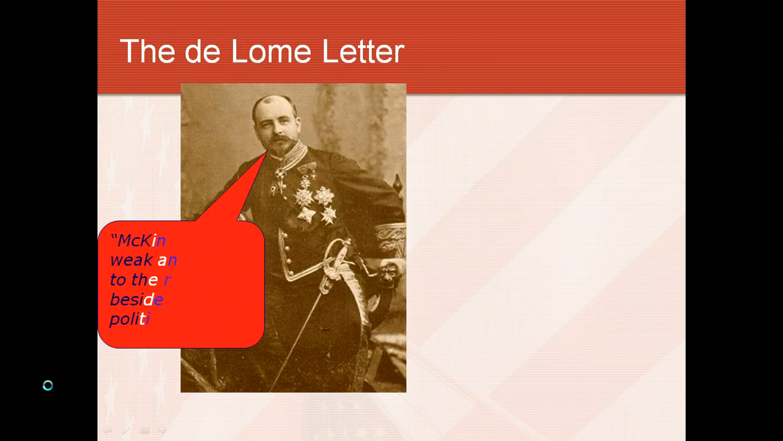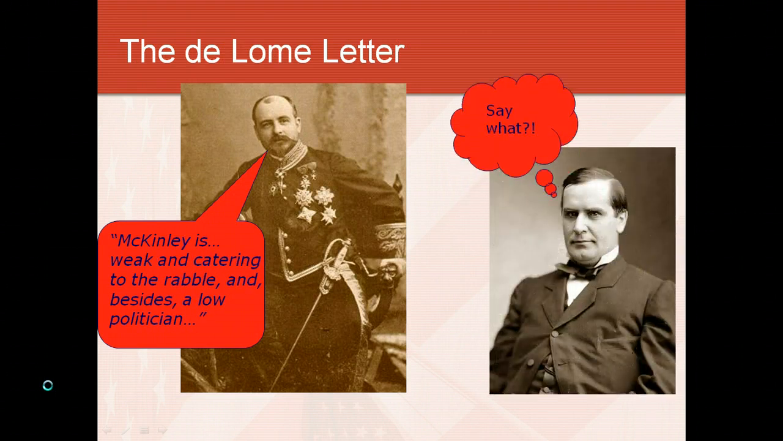Next, a nasty letter written by the Spanish ambassador to Washington, Dupuy de Lome, revealed how lowly the Spanish government thought of our then-President William McKinley. The letter called McKinley a low politician who was weak and catered to the rabble. The letter had been stolen and published in U.S. newspapers. The sensational U.S. press that had been engaging in yellow journalism in an attempt to gain more readers took the opportunity to exaggerate the situation and turn something that seems rather silly and insignificant into a big deal.